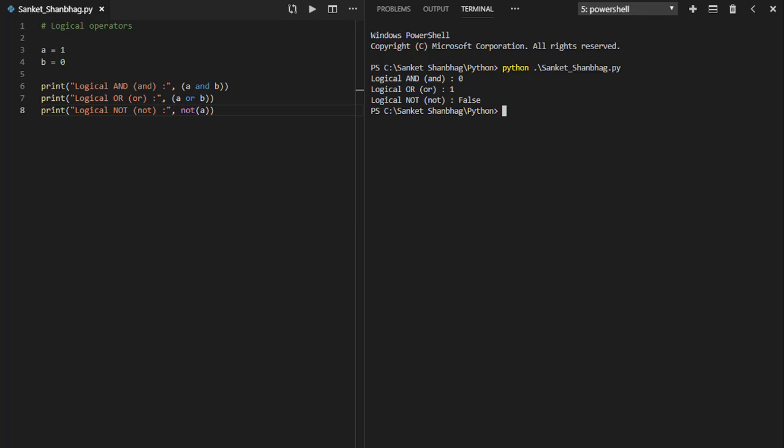In the next program, I am going to cover logical operators. Logical operators available are logical AND, logical OR, logical NOT.